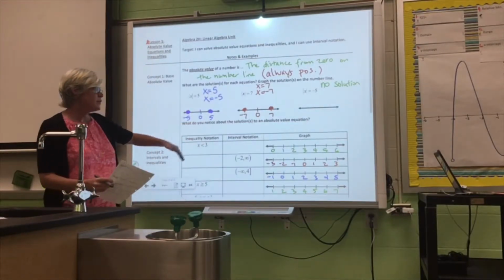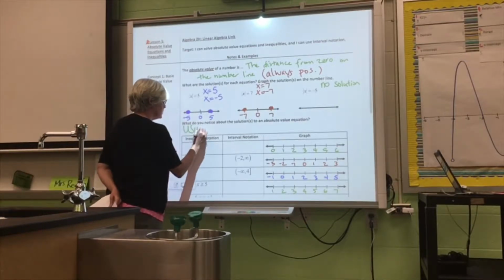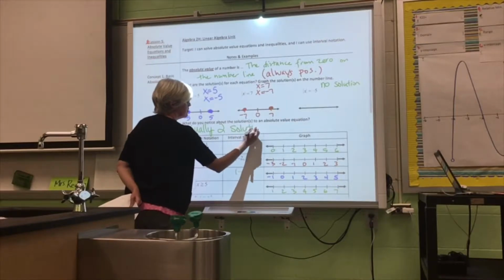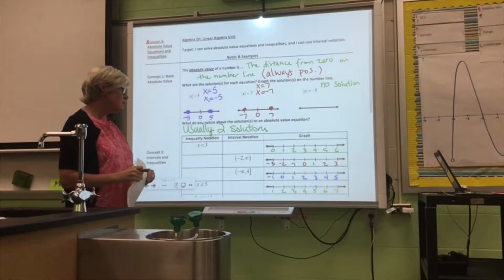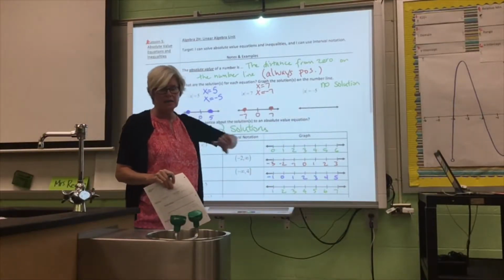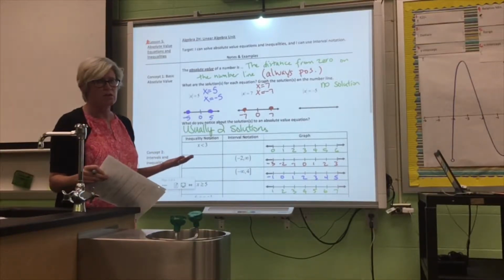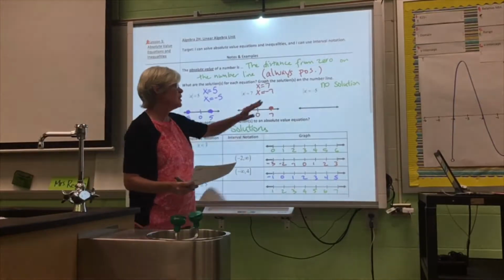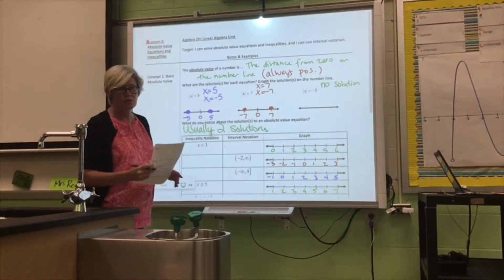What do you notice about the solutions to an absolute value equation? There are usually 2 solutions. Sometimes there are no solutions, and sometimes there's one solution. Can you think of when there would be one solution? It's just going to be absolute value of x is equal to 0. If it's 0, it's just 0. So that would be the one solution possibility. There are the no solutions possibilities, but typically there are 2 solutions.